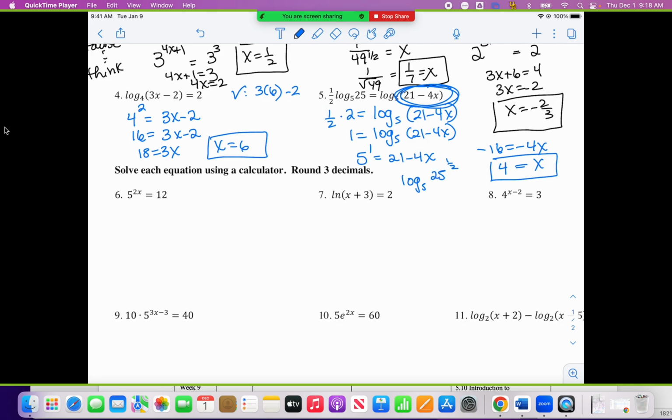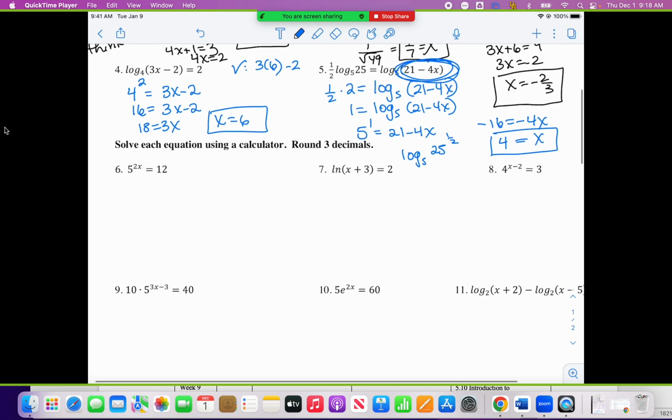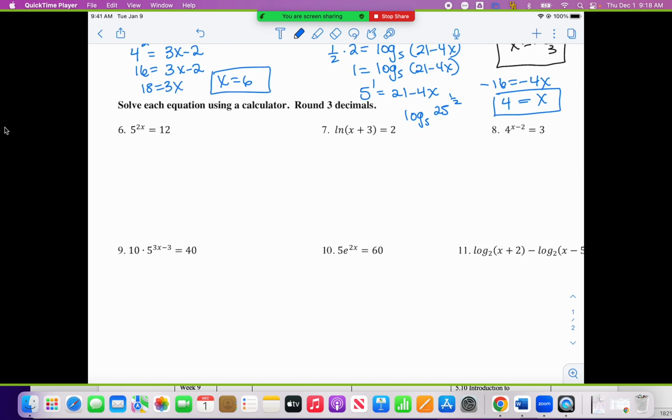So here's the thing, and let me make sure I'm hearing you clearly. If I have the 1/2 out front, I would have to bring the power up and then I could set 25 to the 1/2 power equals 21 minus 4x. Yes, I can do that. Good question. All right, 6 through 11.